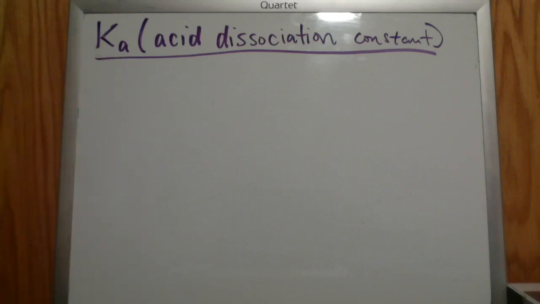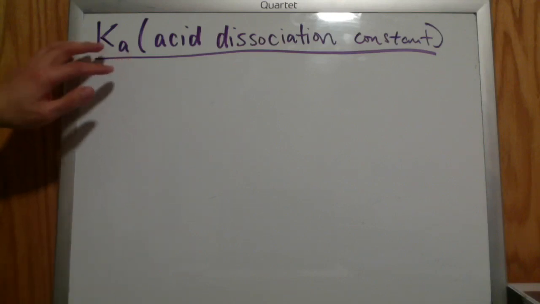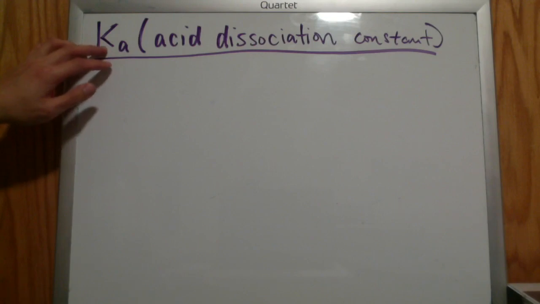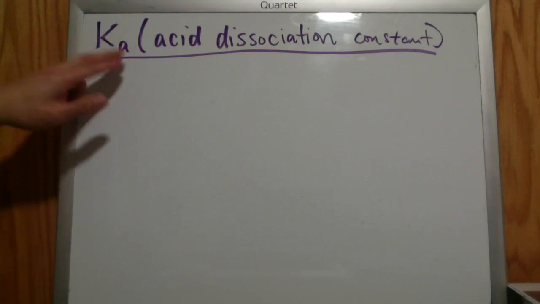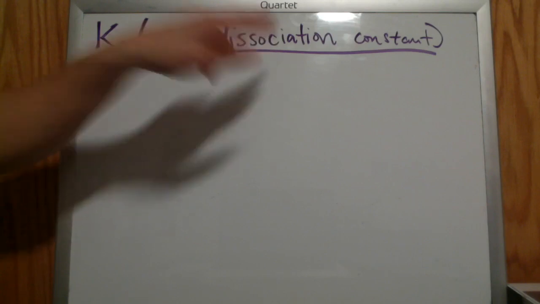Today we're going to start chapter 14. We're going to take a look at Ka, which the capital K, remember, is an equilibrium constant, and the A stands for an acid. So acid dissociation constant.